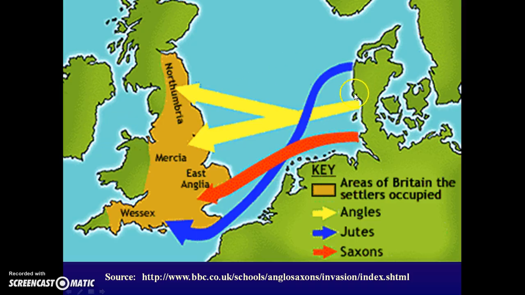So you can see that the Angles went to northern Britain, the Jutes went to southern Britain, and the Saxons went to middle Britain. And they occupied different locations and warred quite a bit with each other, but they never actually took over each other's lands. That's what the Vikings did.